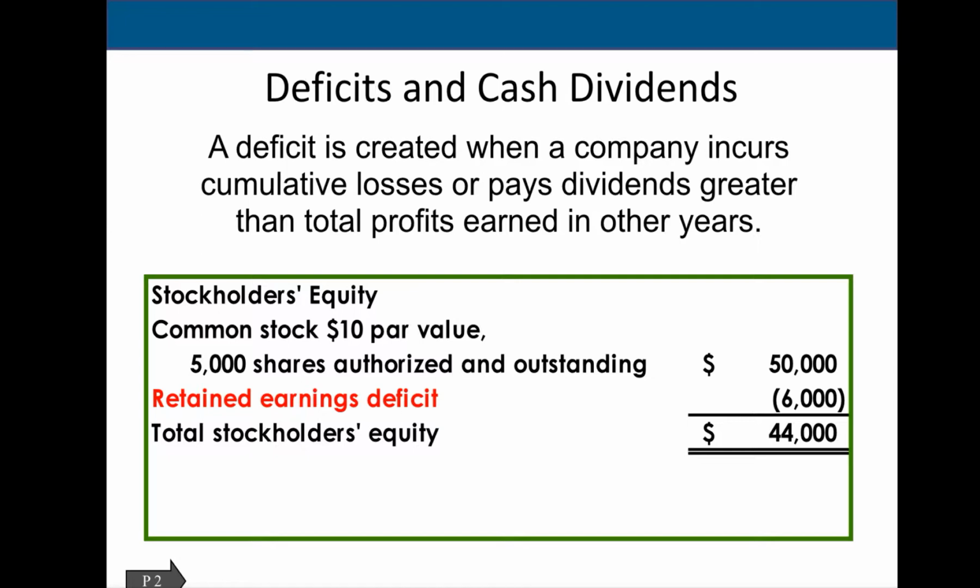Anytime that a company pays out dividends, and that's kind of a misnomer, because really, well, let me get into that. Anytime a company pays out more dividends than the profits that they've accumulated over prior years or from the current year, then you're actually going to tag the retained earnings. So basically you're going to take that deficit.